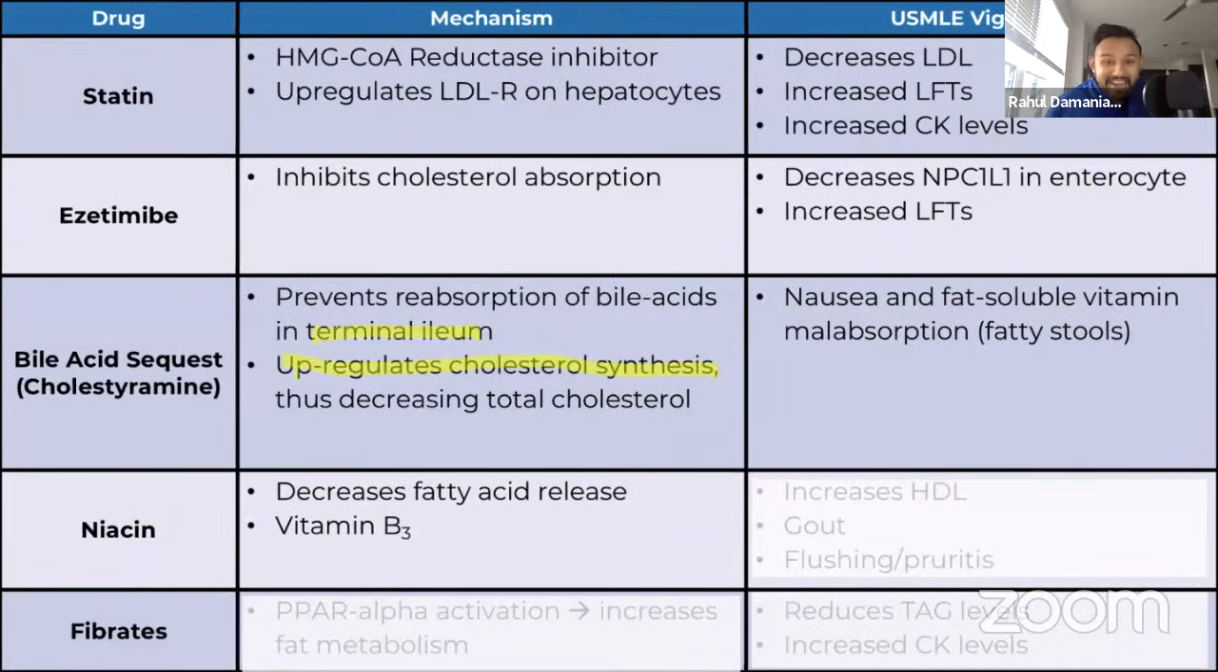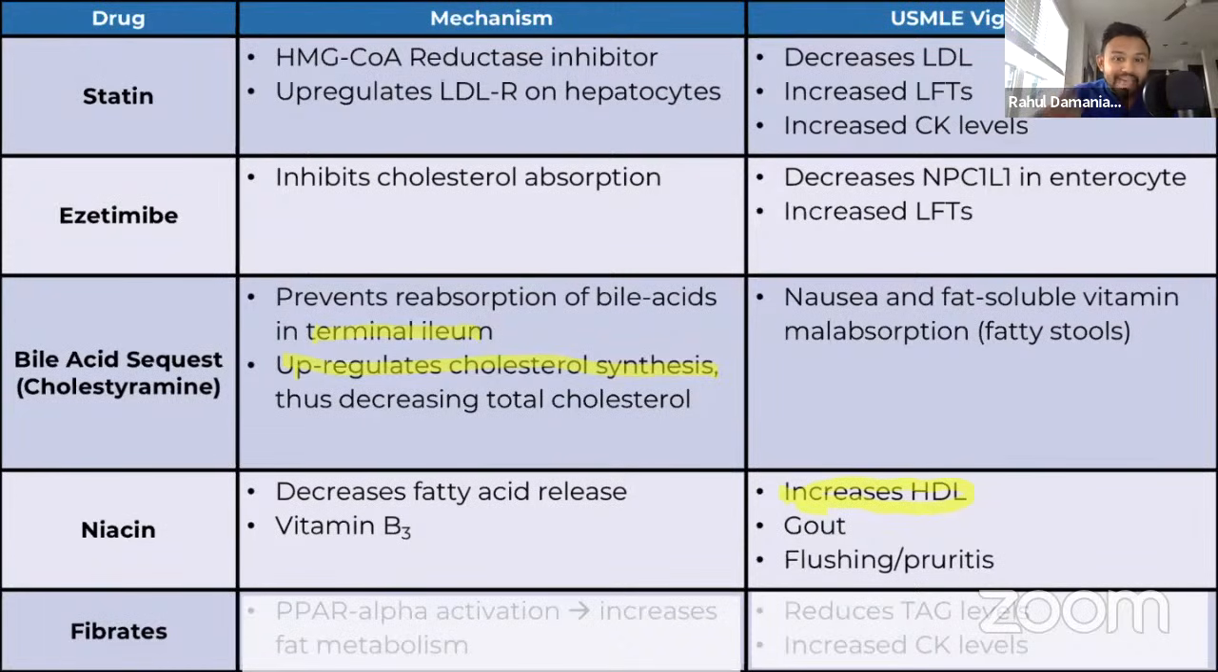Niacin is going to be the next medication. Niacin decreases fatty acid release, and remember that niacin is related to vitamin B3. Diarrhea, dementia, and dermatitis is the 3Ds when you're talking about a GI integration and niacin deficiency. And niacin nicely increases HDL. So the reason why I say this is niacin increases good cholesterol, nicely increases HDL.